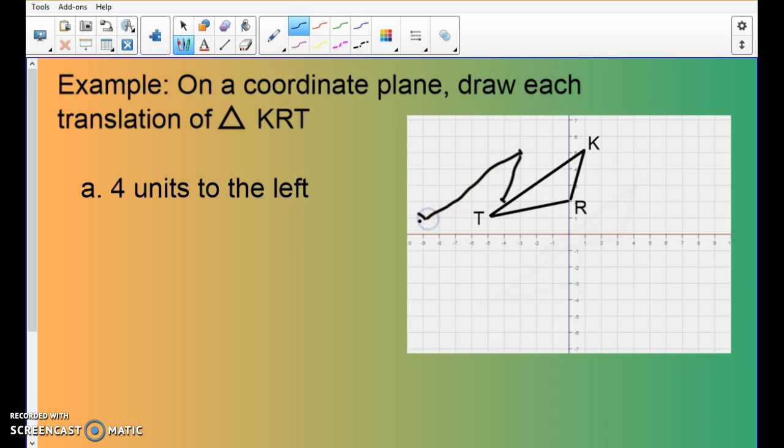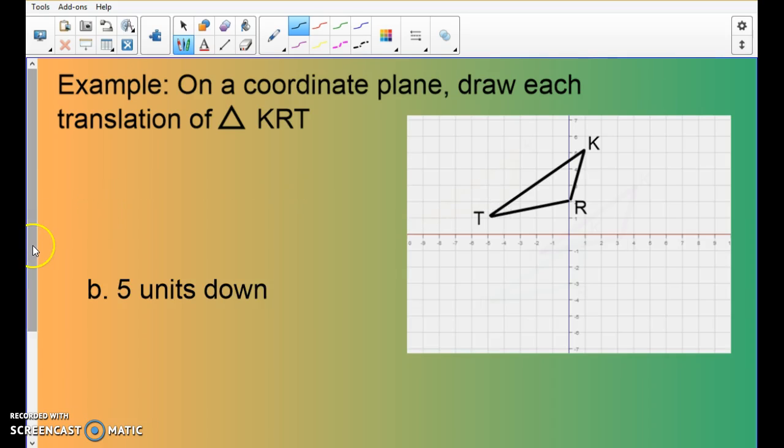The drawing might look a little weird because I'm drawing with my finger, but it'll look a lot better when you're drawing on your paper. And then I'm just going to relabel it. So there's my K, there's my T, and there's my R. So you're just translating what it says to do on the paper.